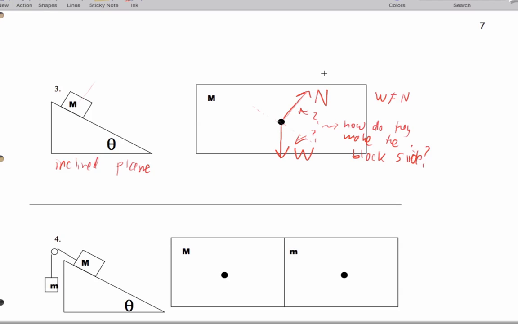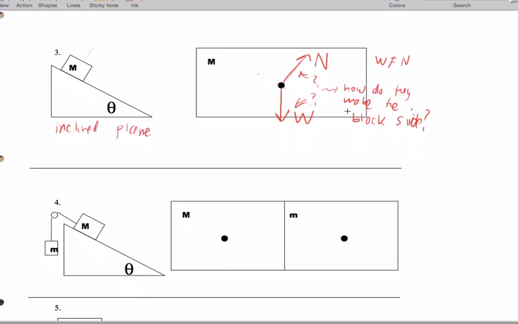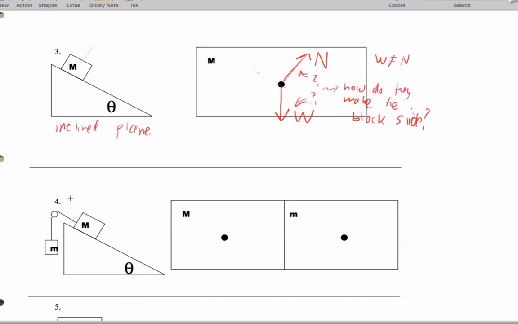So this is kind of an introduction to what these look like. What I want to encourage you to do now is, why don't you take a guess? What do you think the free body diagram for number 4 should look like? And we'll go over that in the next video.